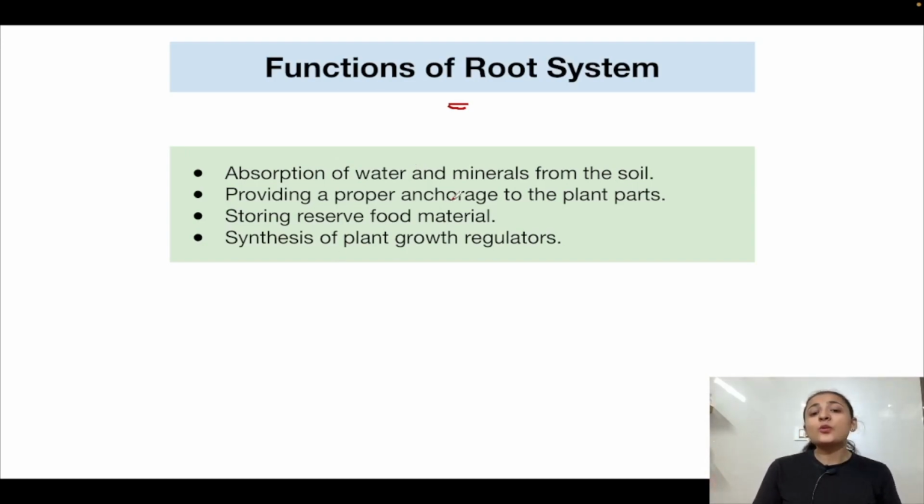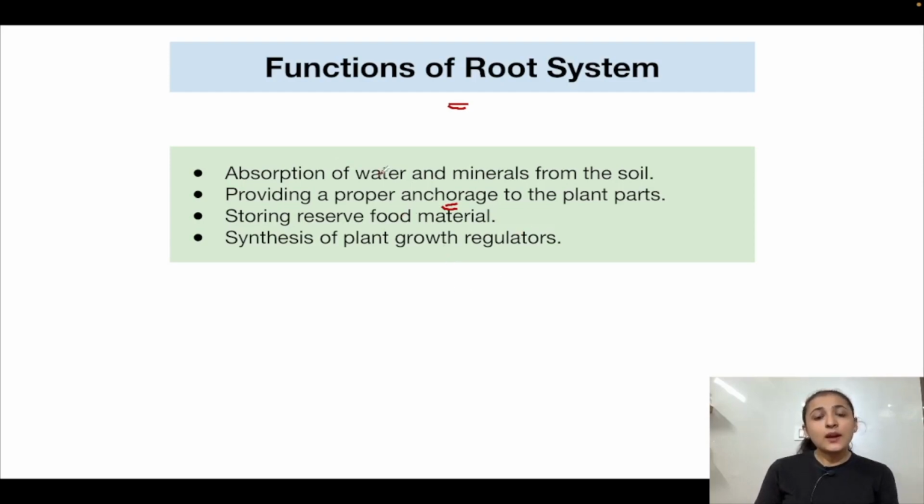Now, roots also provide proper anchorage to the plant parts. What is anchorage? Anchorage is providing support to the plants to hold them in their position, because roots are the foundation. They will hold the plant in its position. If the roots are not present, the plant will fall down on either of the sides. So roots hold the plant in its position. Anchorage means providing them support, a foundation, a structure.